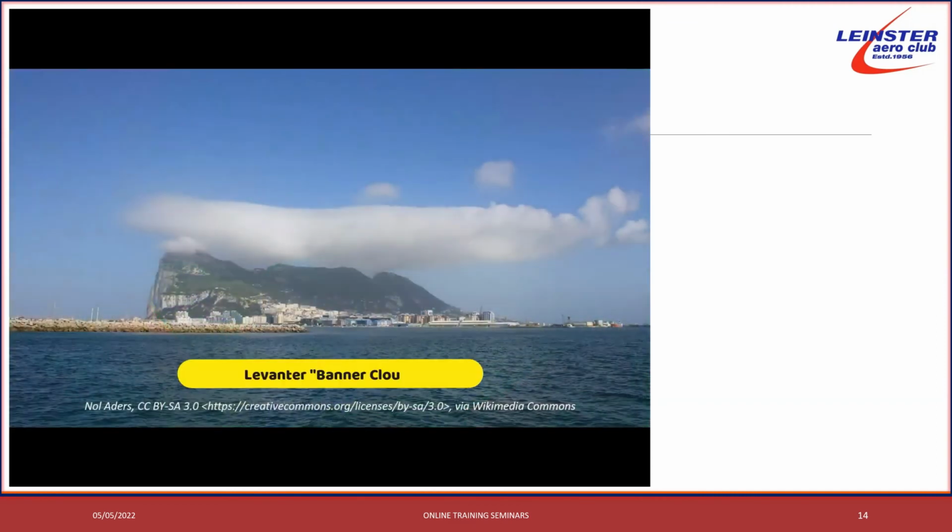Sometimes the Levanter can form a characteristic banner cloud over the Rock of Gibraltar. However, this is not always the case, and a particular set of conditions is required for its formation.